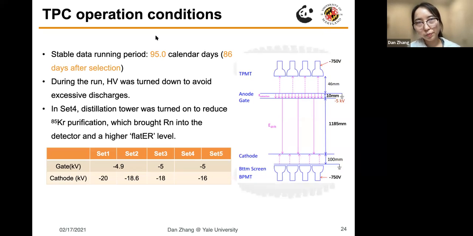So the whole running condition was quite stable, speaking of the high voltages added onto the time projection chamber, especially the gate high voltage, which is used to extract the electrons at the liquid-gas interface. However, we have to tune down the high voltage of the cathode to avoid excessive discharges along the time. And we further separated this set, even if they have the same high voltage configuration, because of different ER backgrounds coming from the radon progenies, about whether we turn on the distillation tower connected to the detector.